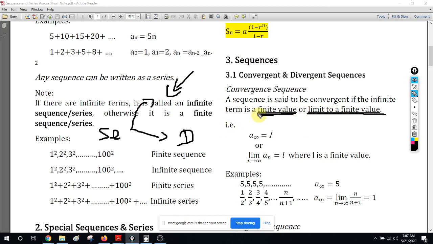If a sequence has an infinite term which is a finite value or limits to a finite value, we say that it's a convergent sequence. The infinite term A infinity must be a finite value like L, or it limits to a finite value. Either it's a finite value itself or it limits to a finite value, then we say it's a convergent sequence. So let's take some examples.